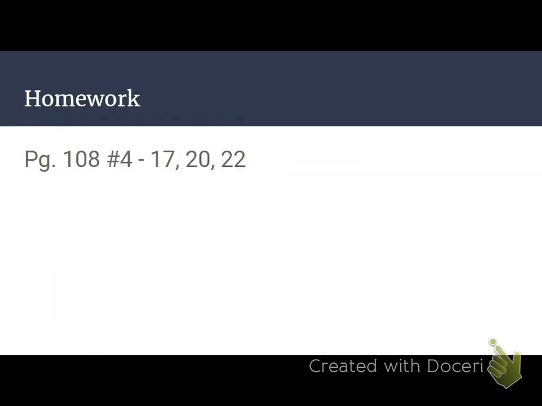Okay, your homework is printed at the bottom of your guided notes. It's nice and handy for you. It's also up here on the board right now.